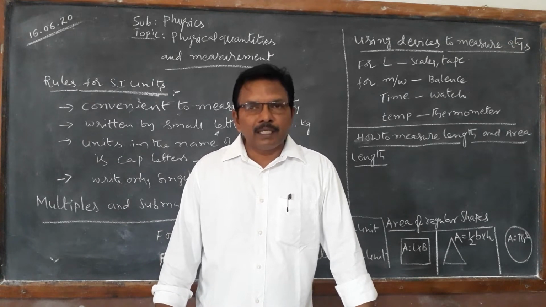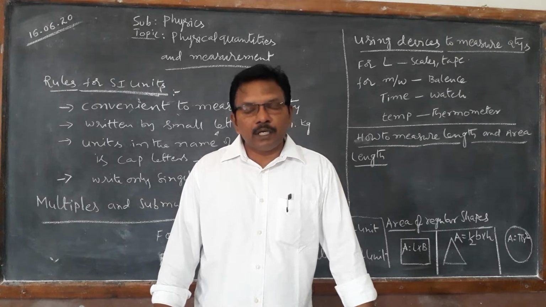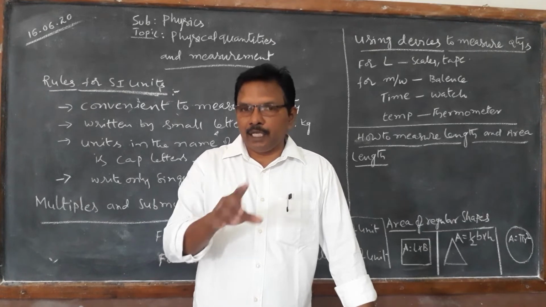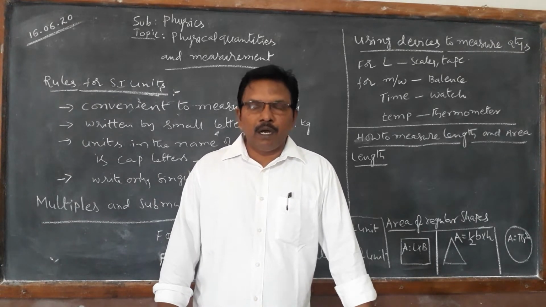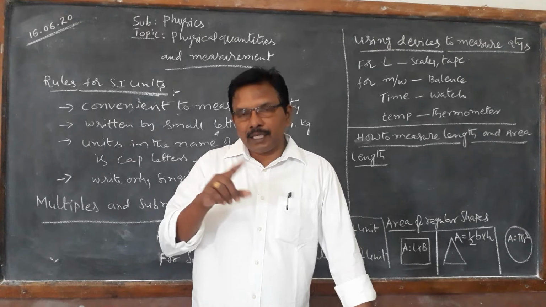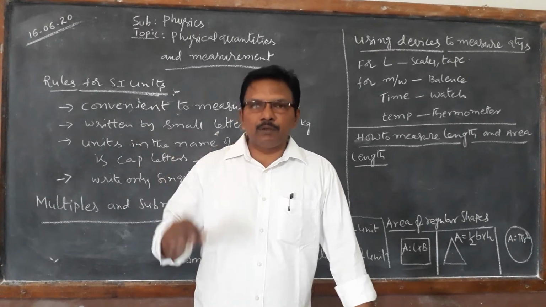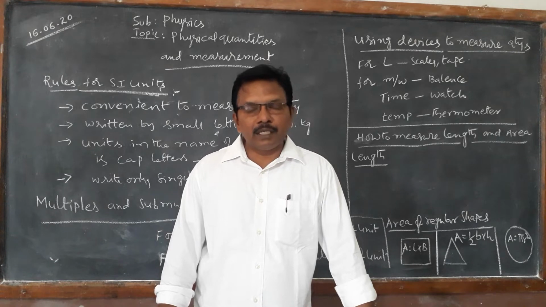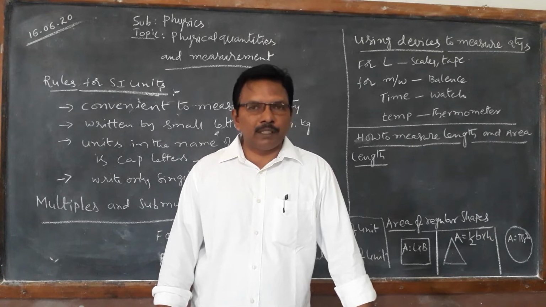Once again, take the thing that we are going to measure. The first end of the thing coincides with the 0th division of the scale or tape, and the second end, the other end, where it coincides with the ruler or scale or tape, is the reading that gives the length of the thing you are going to measure.